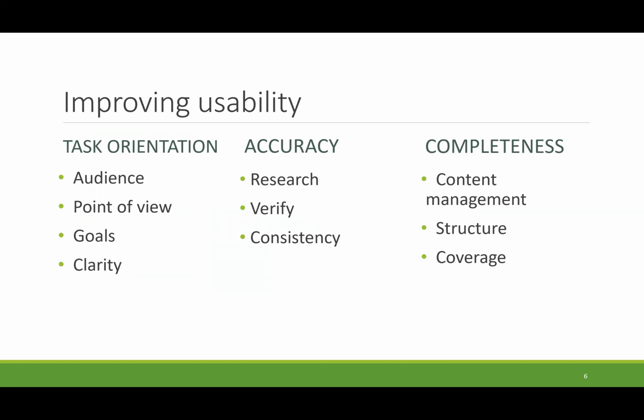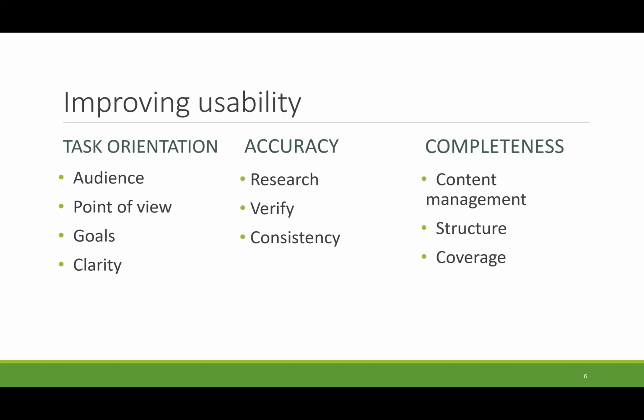Task orientation, we'll start by going back to the audience. You have to consider your users. Being task-oriented means keeping your users on task. The other thing to consider is the point of view of your users. You want to write from the user's point of view to help their comprehension. Again, going back to goals, we always write user-oriented task topics that will support those goals. And then finally, the clarity. Instructions should be step by step for these users to complete the tasks.